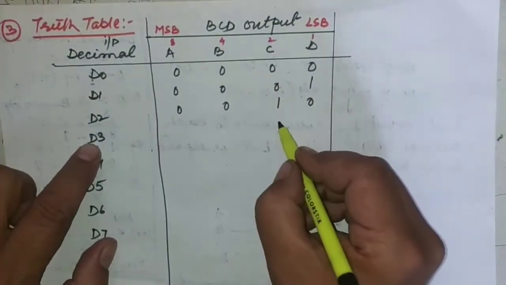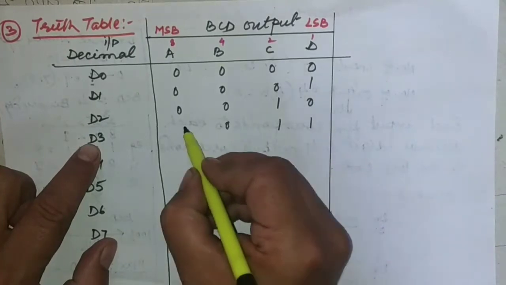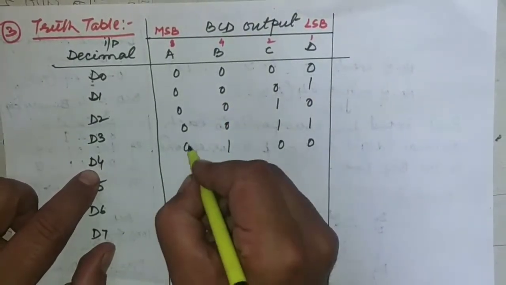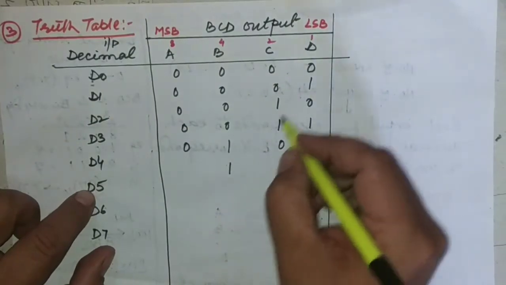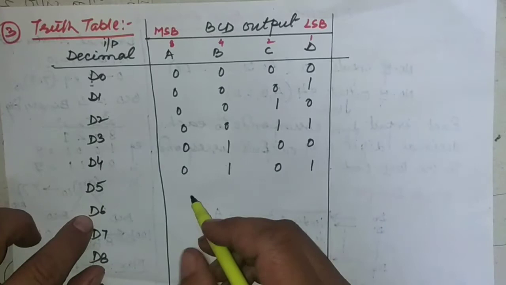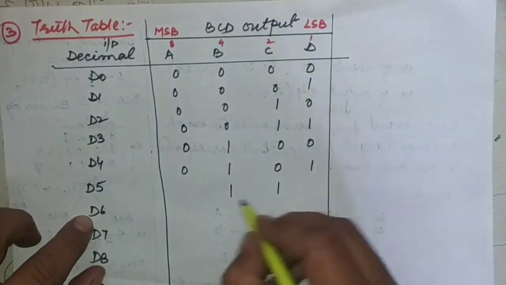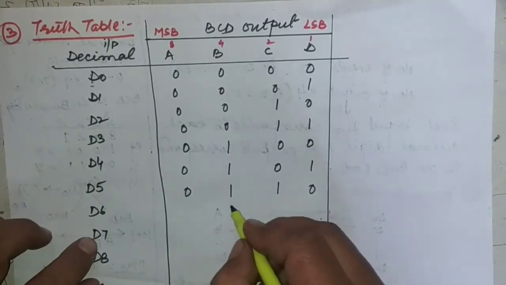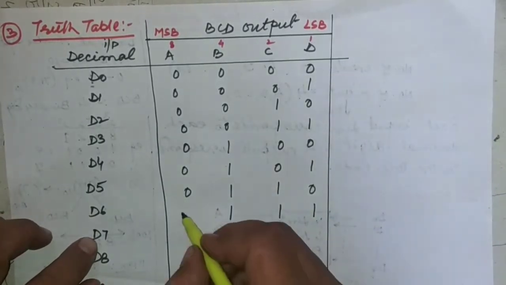3 means 1 and 2, 3. 4 means only this digit, 4. 5 means 4 and 1, 5. No need to write others. 6 is 4 and 2, so 1 in those positions, all other zeros. 7 is 4 plus 2 plus 1, 7.